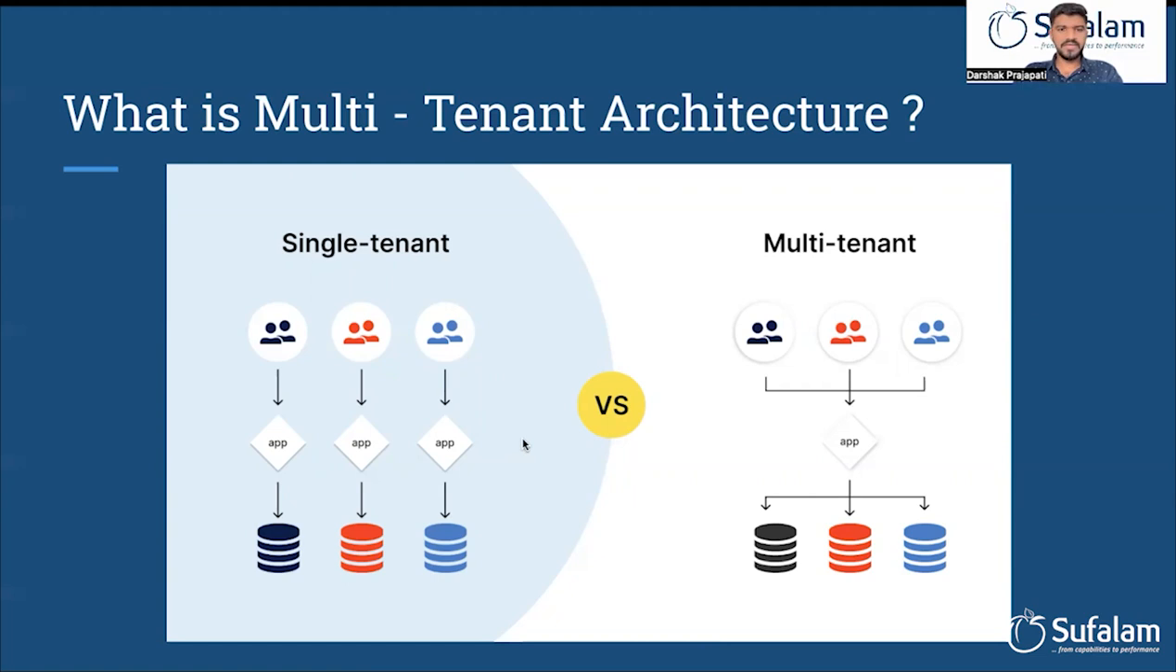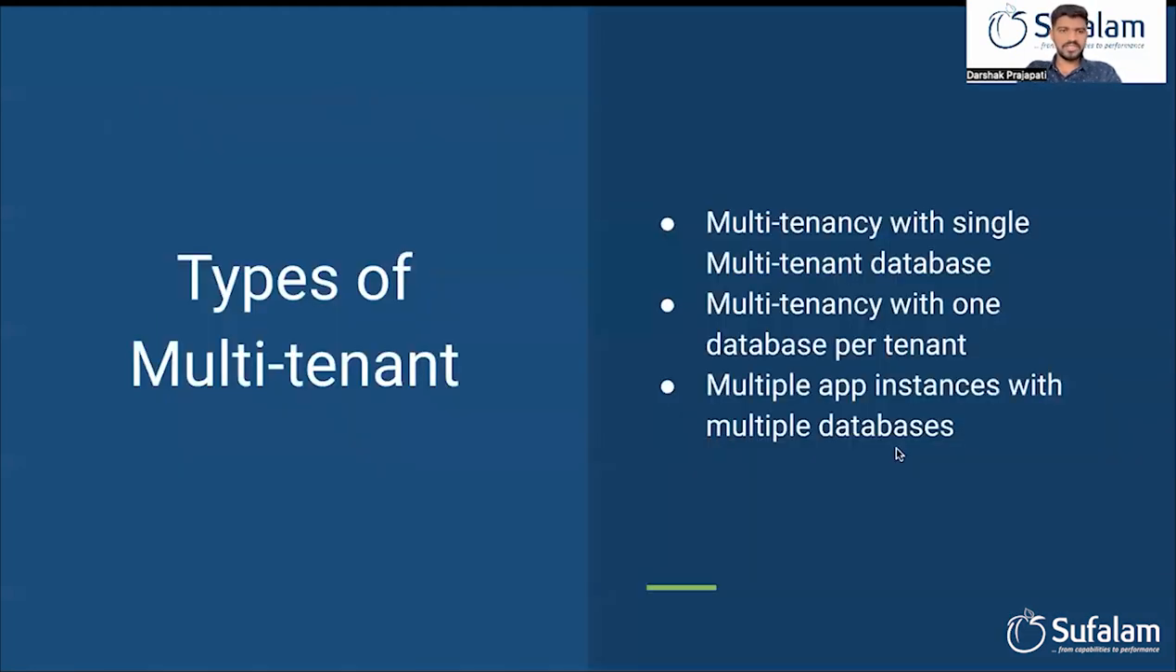Here you can see the main difference is for the application. Here is our source code or business logic we have written in a technology. Here are the app instances, the end users who are going to use the application. And this is our database in red, black, and blue. So you can use multiple app instances and multiple databases, but the main business logic or the main source code is only one. Now let's discuss the types of multi-tenant.